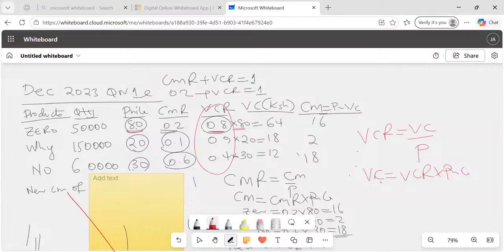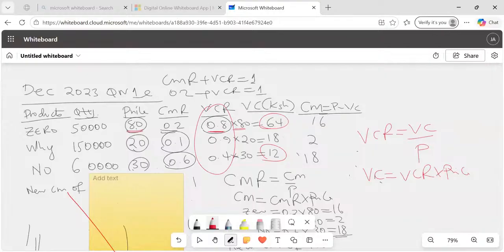After getting those VCs in Kenya shillings, we have here contribution margin. How do we get contribution margin? It is our selling price minus the variable cost we have gotten here. So it'll be 80 minus 64, which gives me 16. Then we have 20 minus 18, which gives me 2 contribution margin. And then we have 30 minus 12, which gives me 18. That is what I needed to do to get those CMs.